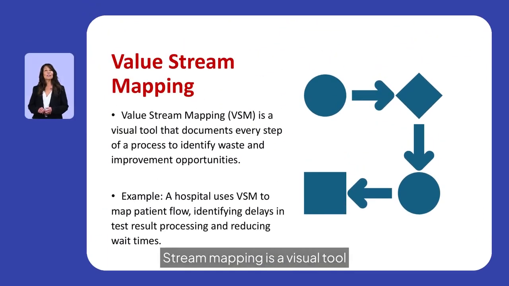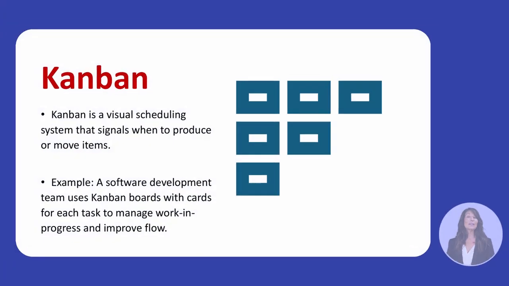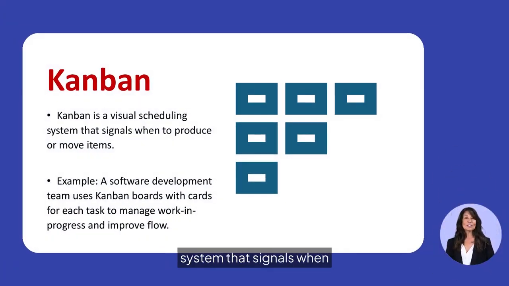Value stream mapping, VSM, is a visual tool that documents every step of a process to identify waste and improvement opportunities. For instance, a hospital uses VSM to map patient flow, identifying delays in test result processing and reducing wait times. Kanban is a visual scheduling system that signals when to produce or move items.